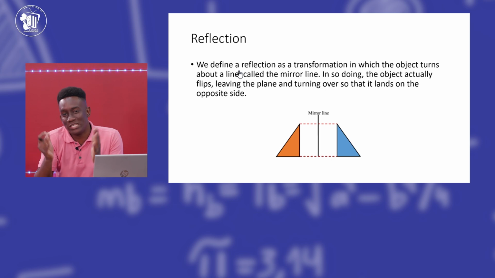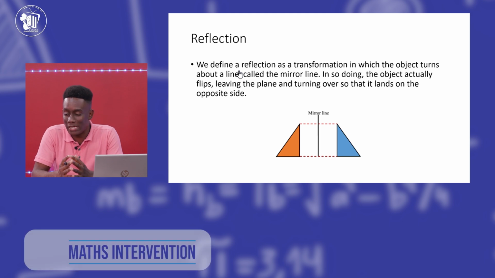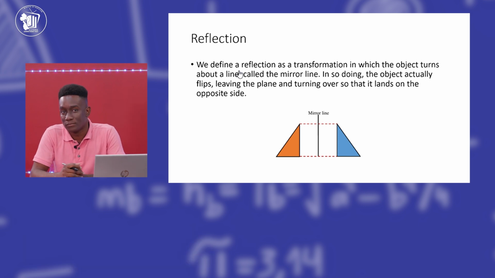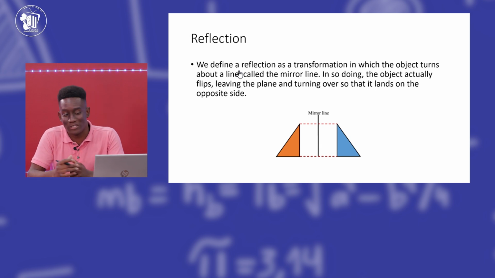So first of all, what is reflection? We define reflection as a transformation in which the object turns about a line called the mirror line. In doing so, the object actually flips, leaving the plane and turning over so that it lands on the opposite side. Simply put, a reflection is like looking in the mirror, and we're trying to describe this process that happens when we look in the mirror geometrically.